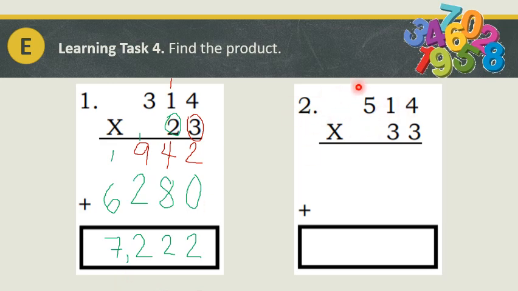Okay, for the second one. Dito ulit tayo, 514 times 33. Dito tayo magsisimula sa ating nasa kanan. Dun muna tayo sa 3, yung ones place natin. 3 times 4 is 12. Carry 1. 3 times 1 is 3 plus 1 is 4. Then, 3 times 5 is 15.